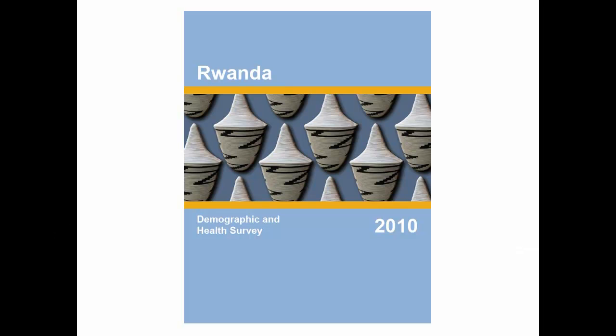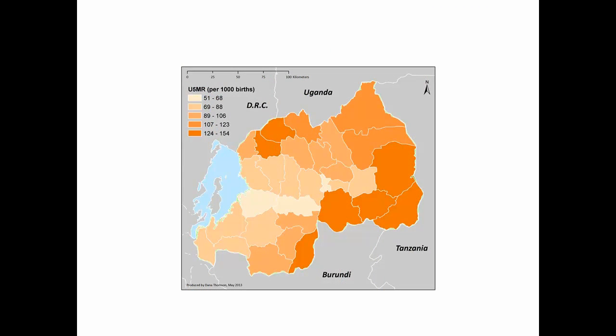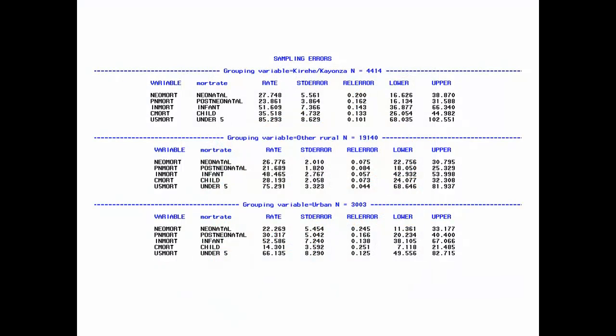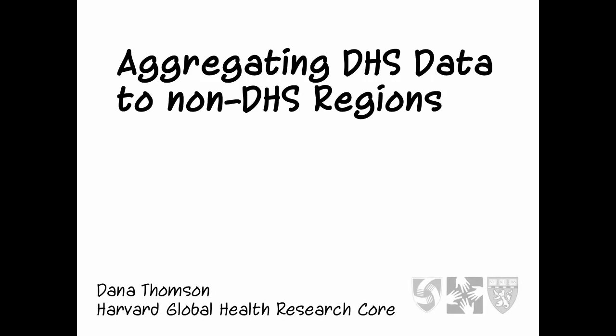Rwanda 2010 Demographic and Health Survey, or DHS data, summarized and mapped by district. This is the same Rwanda 2010 DHS data mapped by an NGO's catchment area, and us using that data for program impact evaluation. How are we doing this? Let me show you in this short tutorial how to summarize DHS data by non-DHS regions.